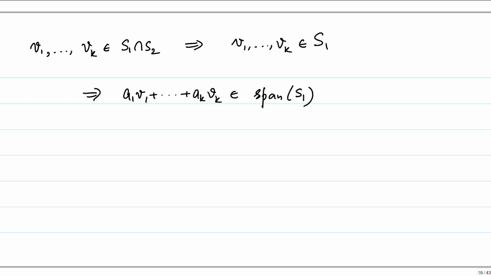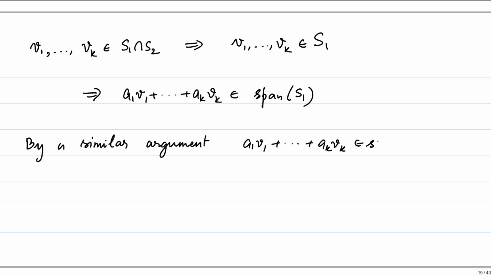By a similar argument, instead of S1 if you had just picked S2, you would have got that A1 V1 plus A2 V2 up to Ak Vk belongs to the span of S2 as well. So, in particular, it belongs to both the span of S1 and the span of S2, and therefore, it belongs to the intersection.